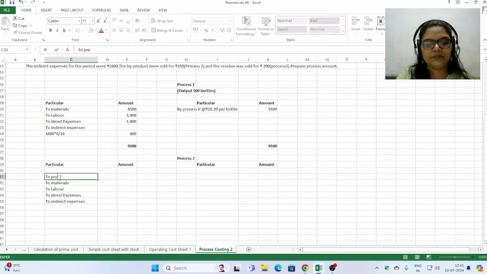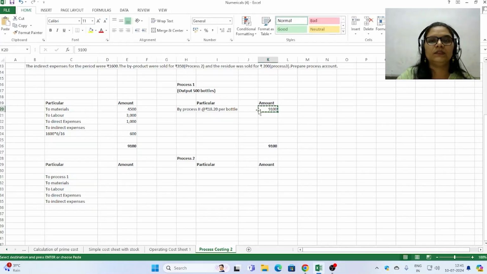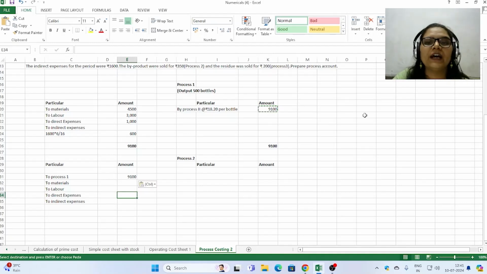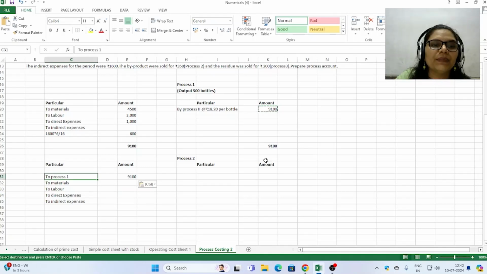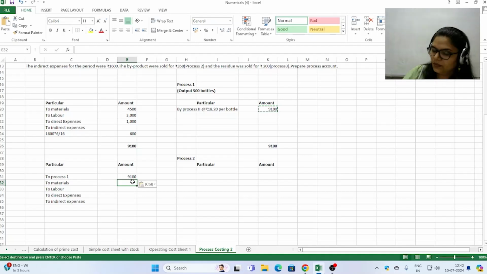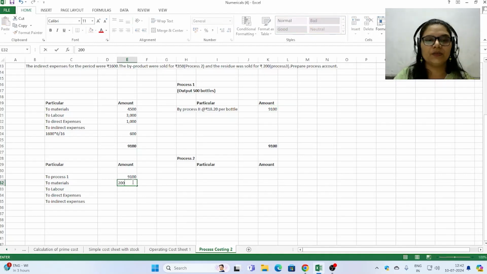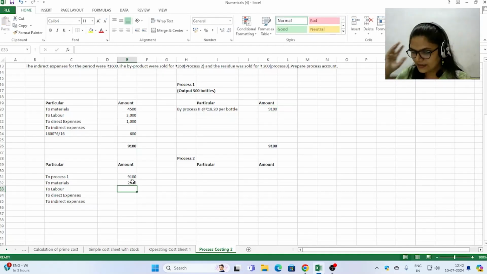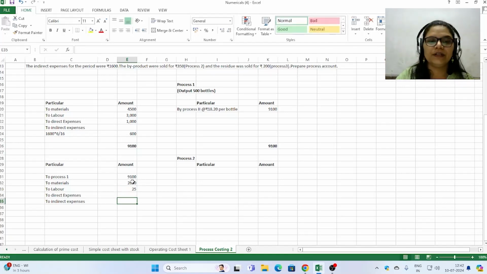process 1. This is process 1, and we have transferred the total expenses of process 1 as an opening balance in process 2. So therefore we will write to process 1. Material, we know it has been mentioned in the question, is 2000. Next is 2500. Next we have 500.